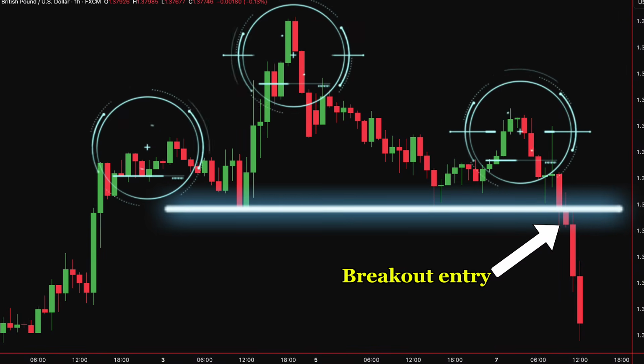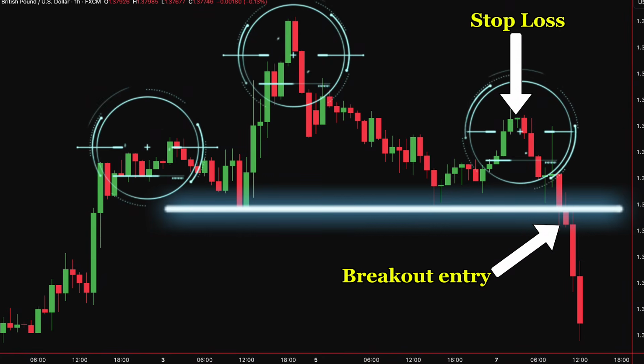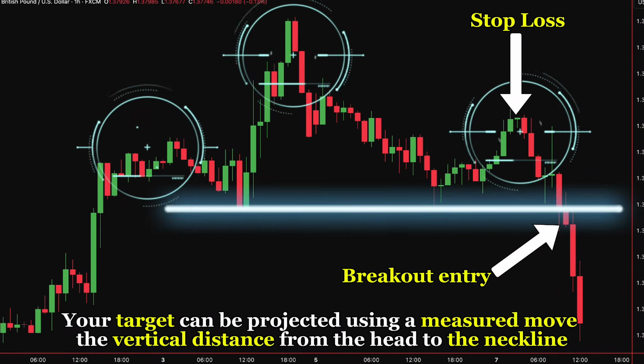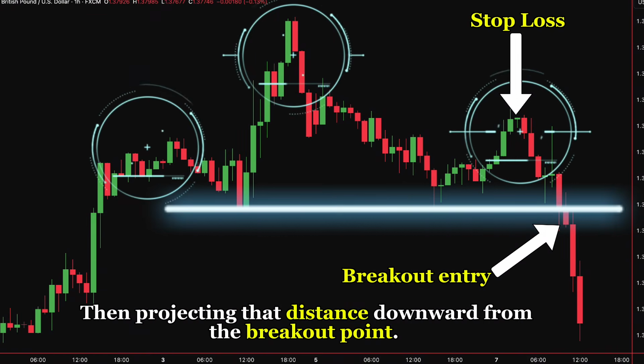At that point, you can enter short either on the candle close below the neckline or wait for slight continuation to confirm momentum. Your stop loss is typically placed just above the right shoulder or above the most recent swing high, depending on your risk tolerance. Your target can be projected using a measured move, the vertical distance from the head to the neckline, then projecting that distance downward from the breakout point.